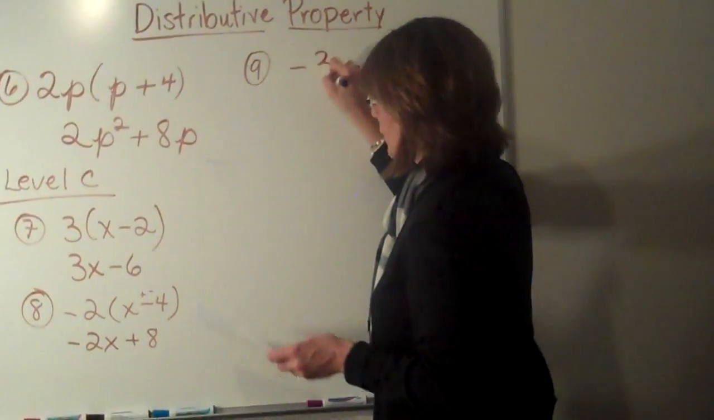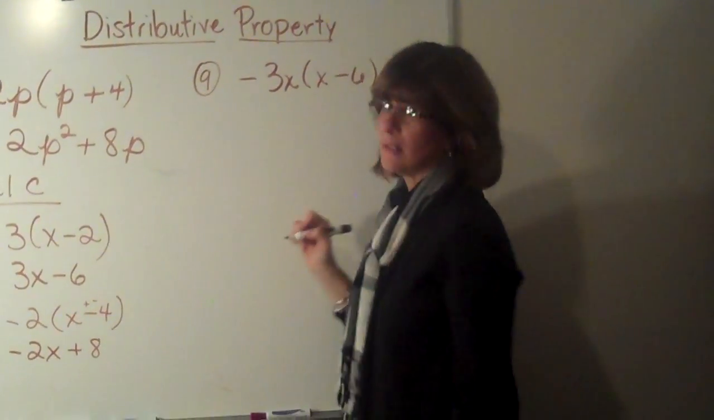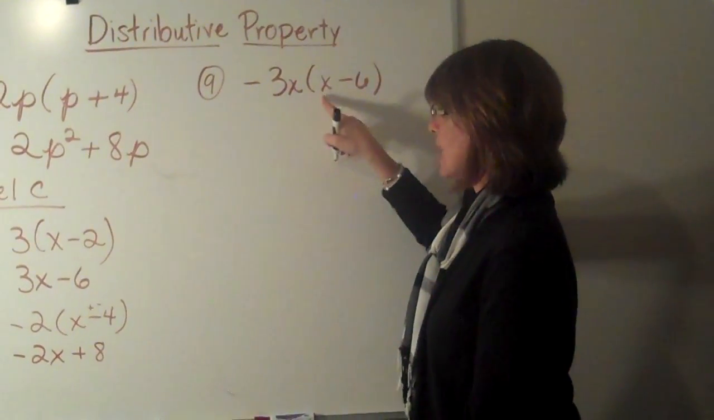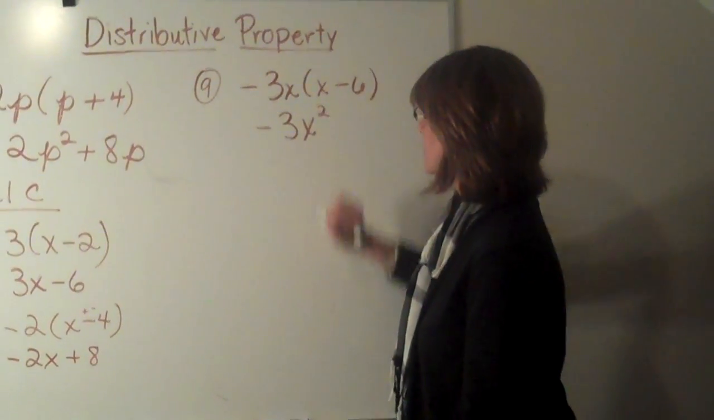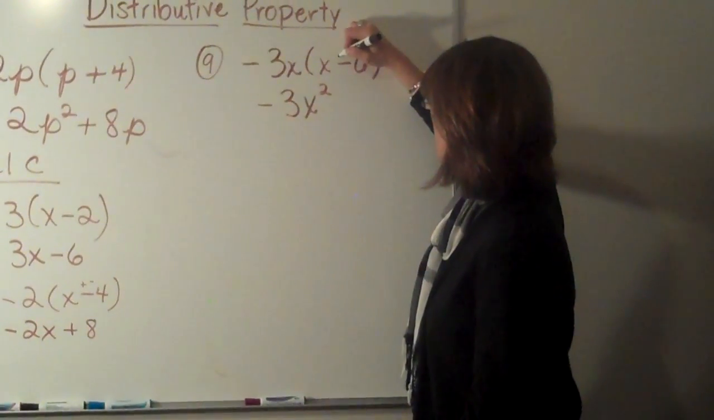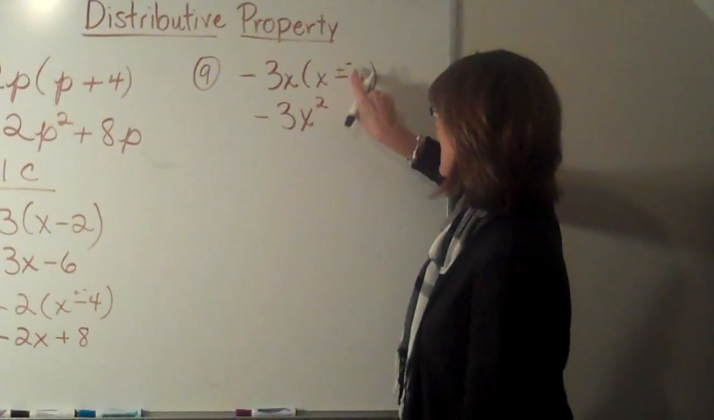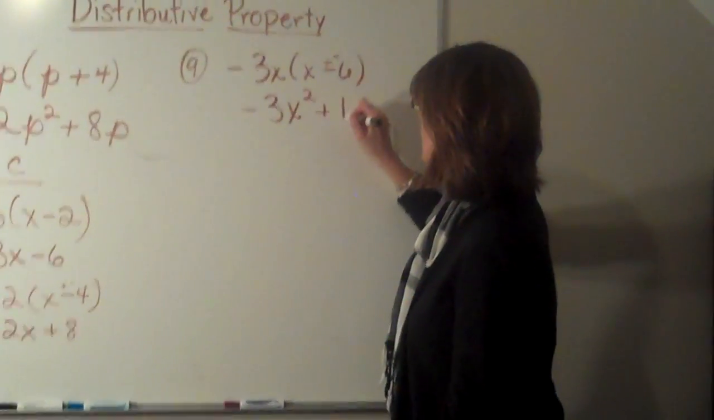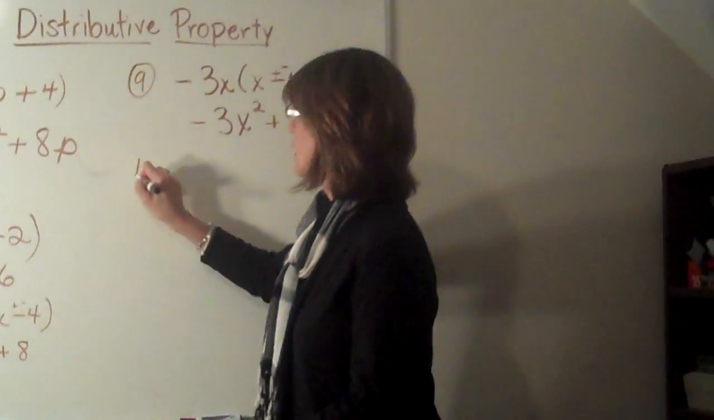Now I'm going to have negative 3x times (x minus 6). So negative 3x times x is negative 3x squared. Negative 3 times negative 6, because remember this is plus negative. So negative 3 times negative 6 is positive 18, and don't forget that x.